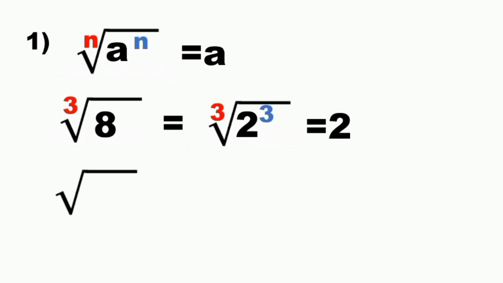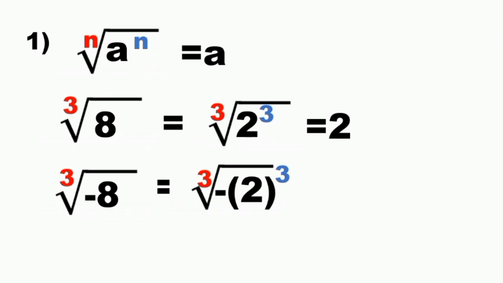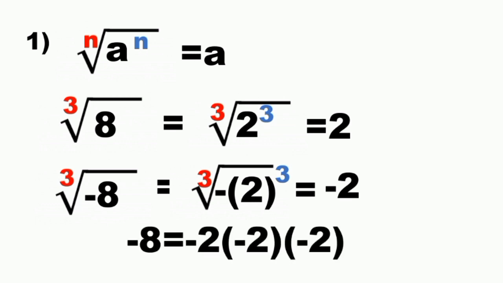Suppose we are taking the cube root of negative 8. It is equal to the cube root of negative 2 raised to the power 3, which is equal to negative 2. It is because negative 8 is equal to negative 2 multiplied by itself 3 times. In this case, our index is odd, which is 3 or cube.